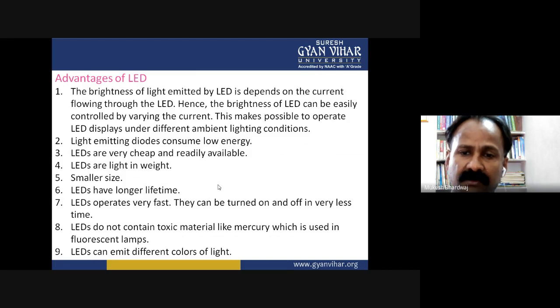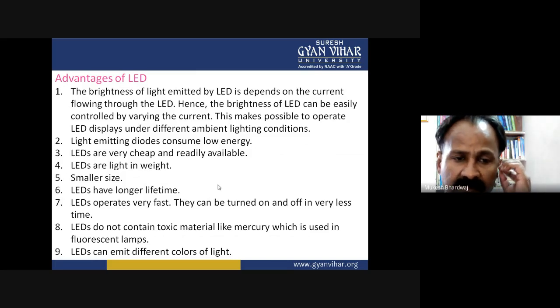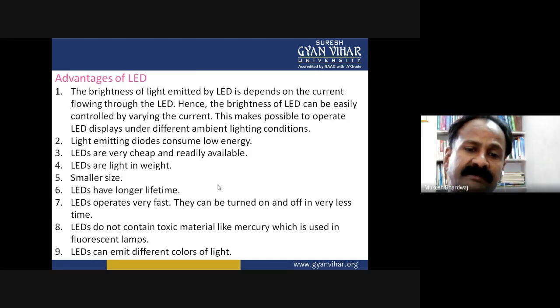They can turn on and off in a very short time. LEDs do not contain toxic material like mercury, which is used in fluorescent lamps. LEDs can emit different colors of light.